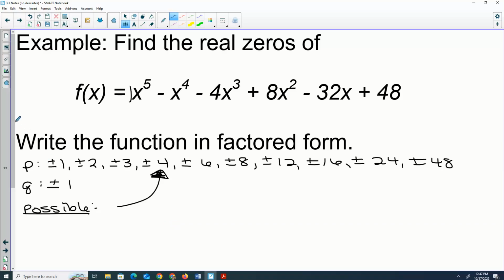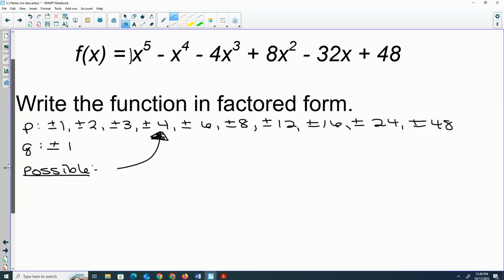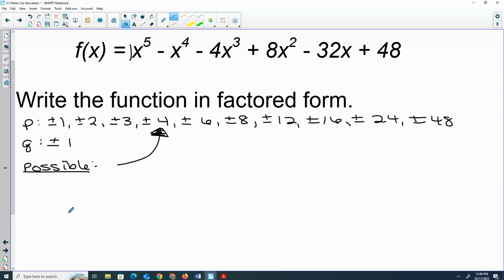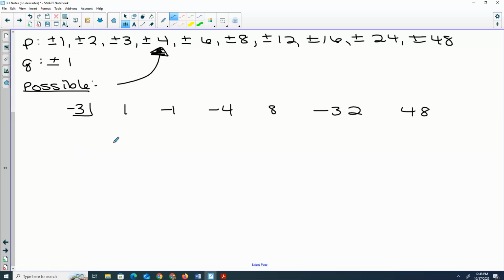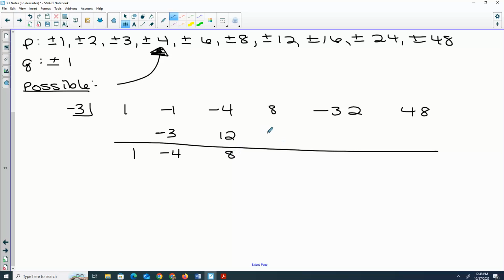Alright, so now we need one that works. Can you find me one? -3. Synthetic with a -3.